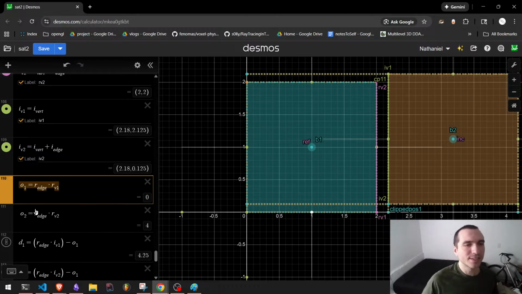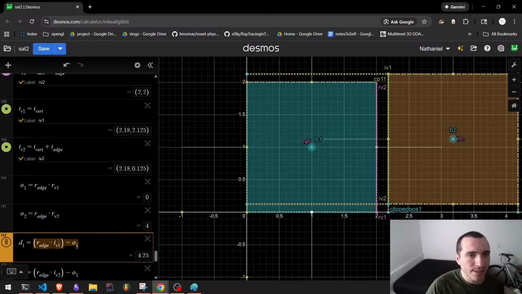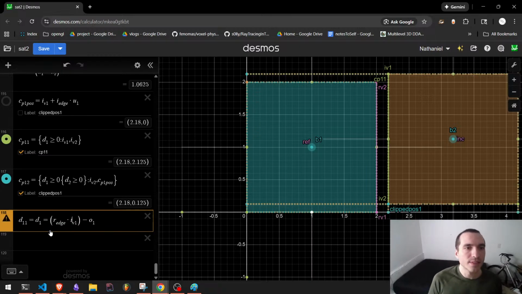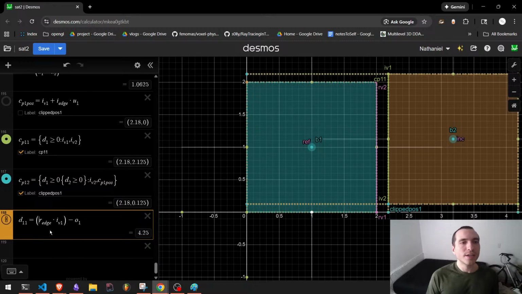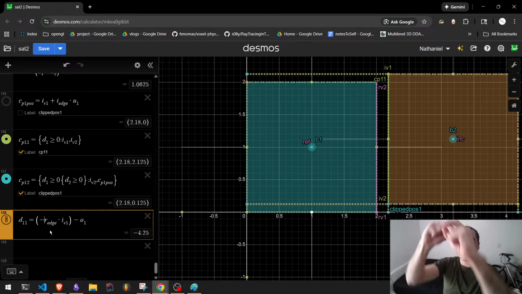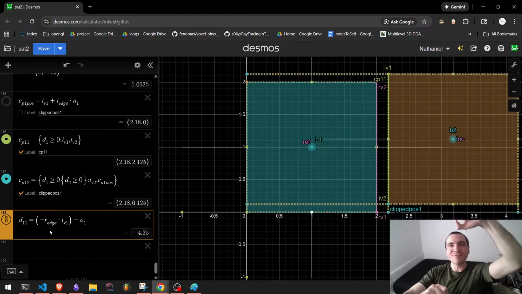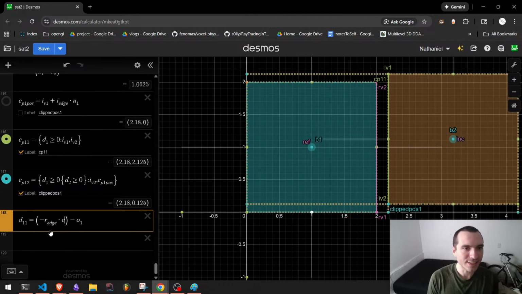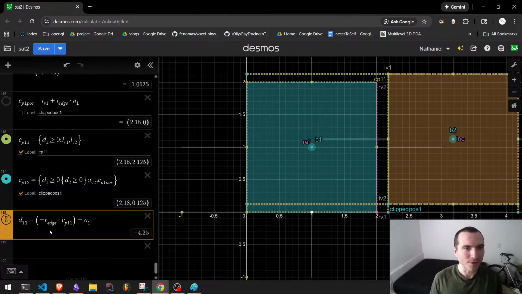So now I'll have D11 equals, we're going to reverse this now, because now instead of stepping along the reference edge in one direction, we're going to step along in the other direction to see when the other point is outside of the reference edge. And so we're going to feed it CP11 minus O2. I think that's right.